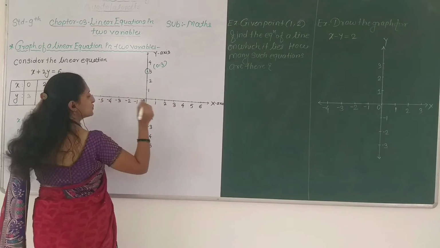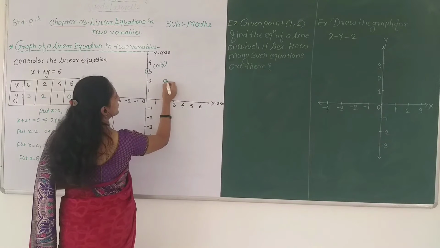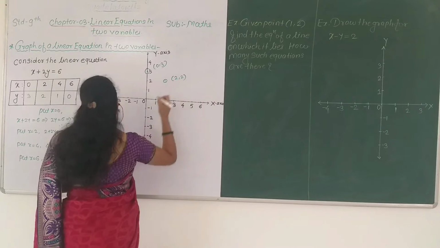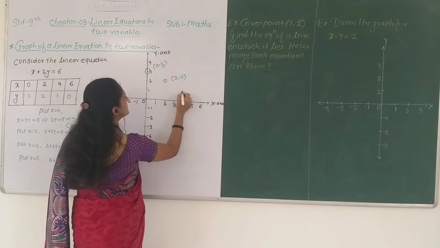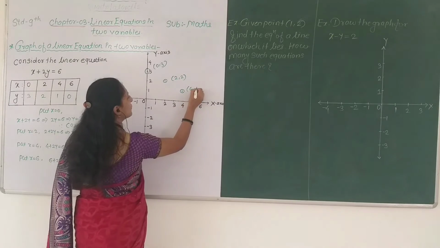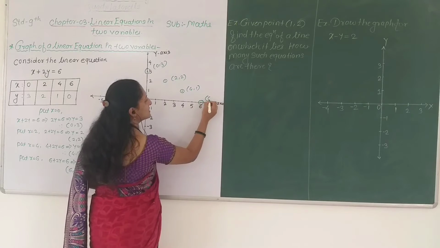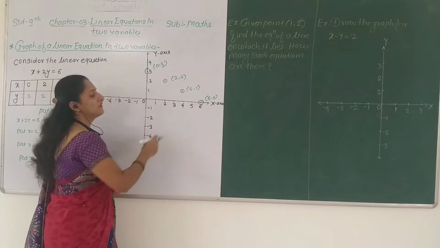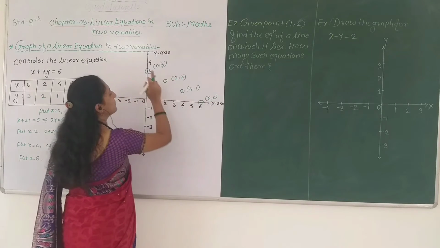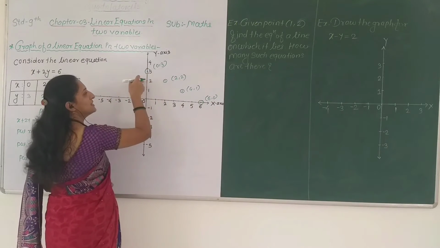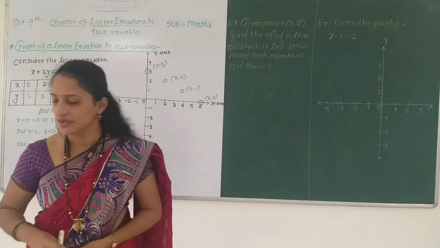Second one is (2, 2). On the x-axis 2, on the y-axis it is also 2. So this one is (2, 2). Third one is (4, 1). On the x-axis 4, on the y-axis 1. So this point is (4, 1). And the last one is (6, 0). On the x-axis 6, y-axis 0. All of you know that when the y coordinate is 0, the point lies on the x-axis. When the x coordinate is 0, the point lies on the y-axis. We learned this in our previous session.